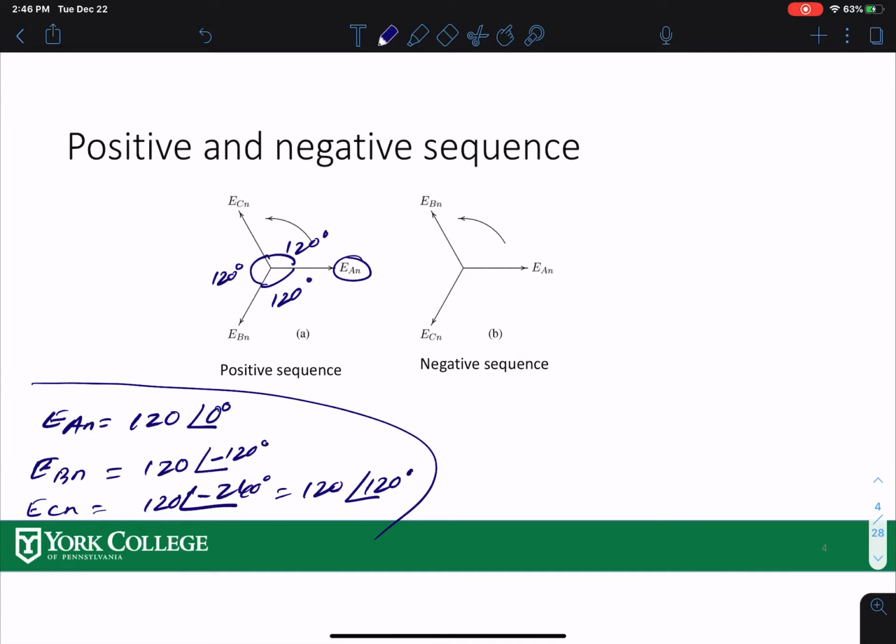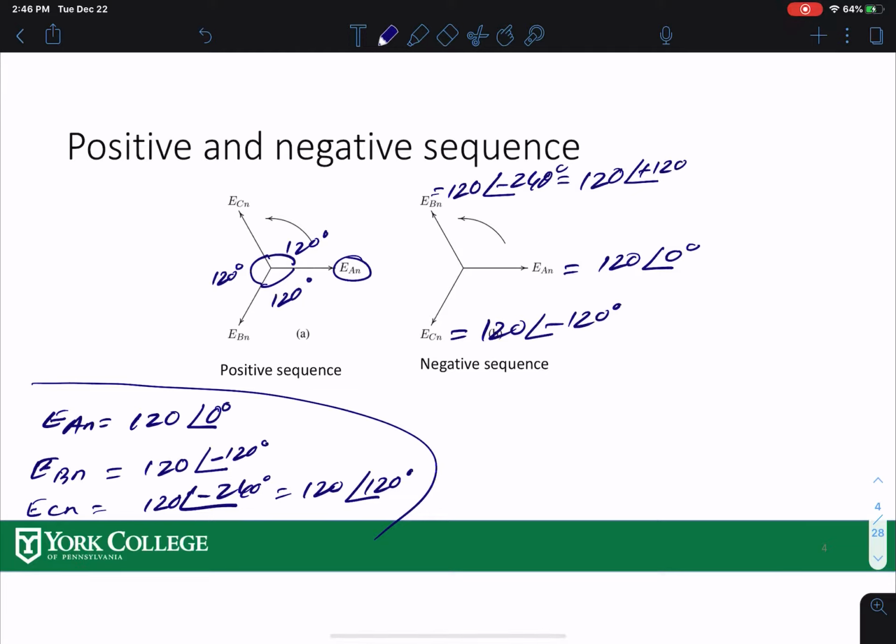In this positive sequence, if we go clockwise, we go A, B, and C. That is what we're mostly going to use in this course. Your negative sequence is when you go A, C, B clockwise. Again, if this is your 120 at 0 degrees reference, this one would be 120 at negative 120 degrees, and this one would be 120 at negative 240, or 120 magnitude at positive 120 degrees. We're going to use positive sequence A, B, C in the clockwise direction for our course.